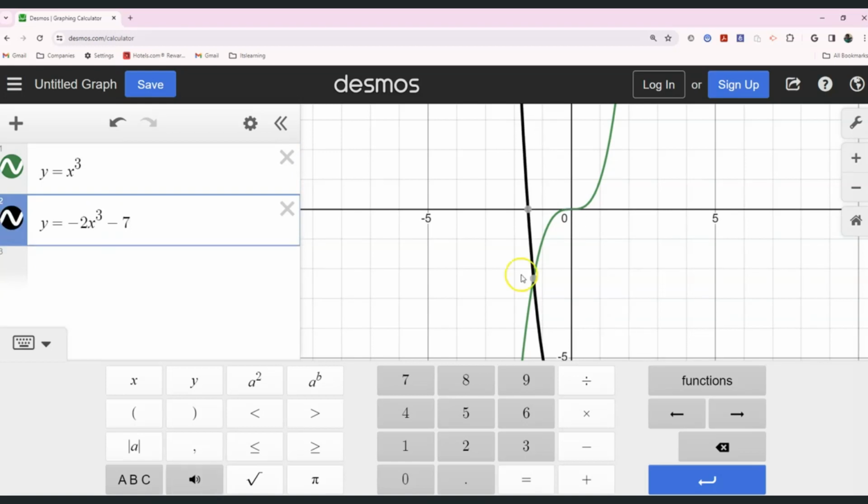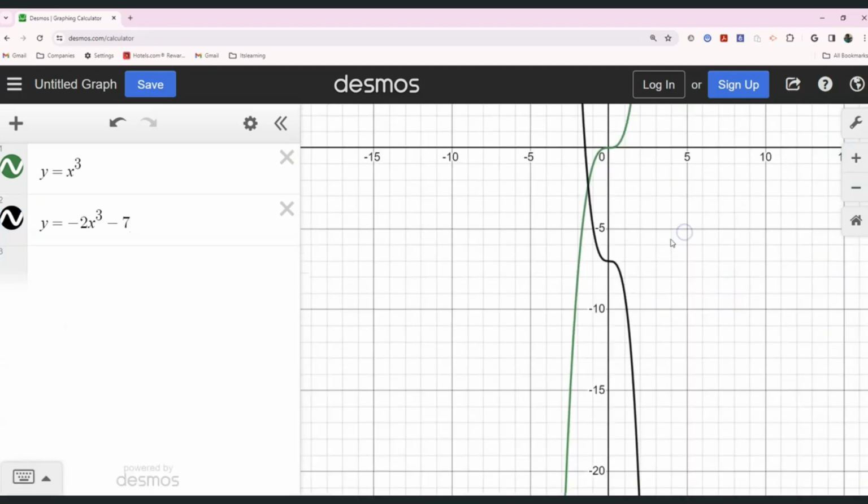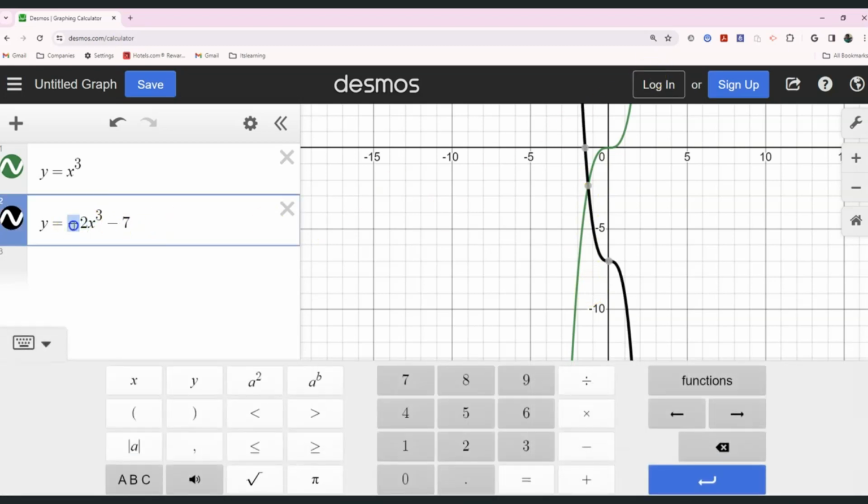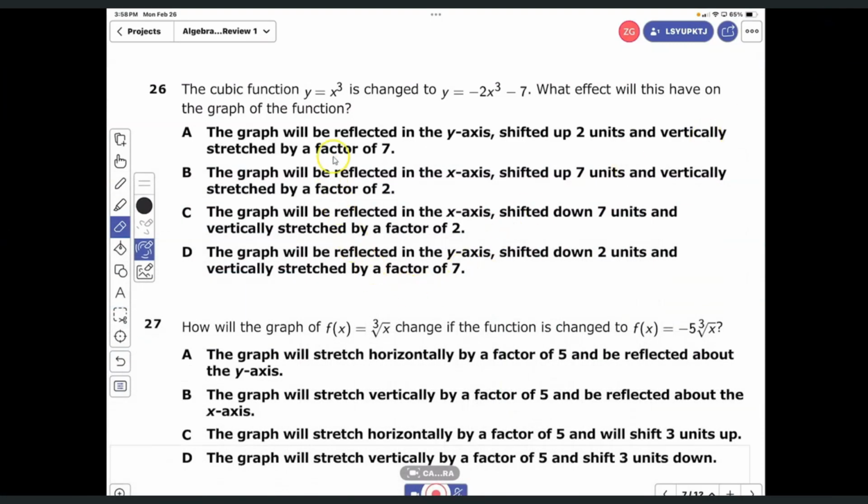minus 7. You notice it is reflected over the x-axis, and then it also goes down, and then it's also stretched. That 2 right here is the stretch. The minus is a reflection, and then the minus 7. So it's reflected over the x-axis, it's not shifting up, it's actually shifting down, and it's vertically stretched. So your answer is C.